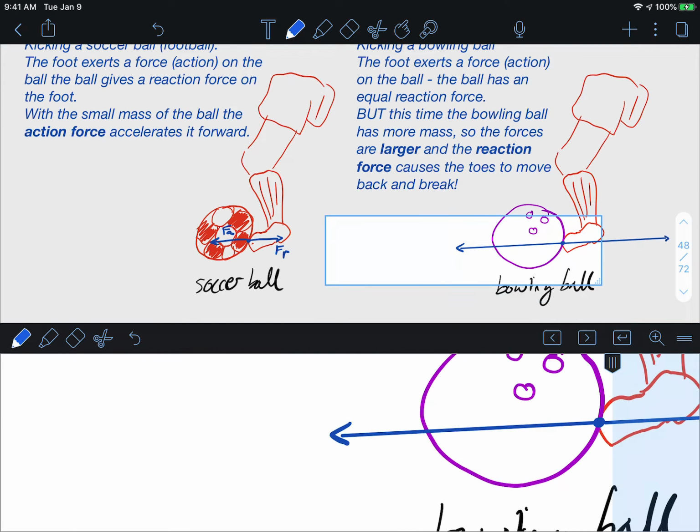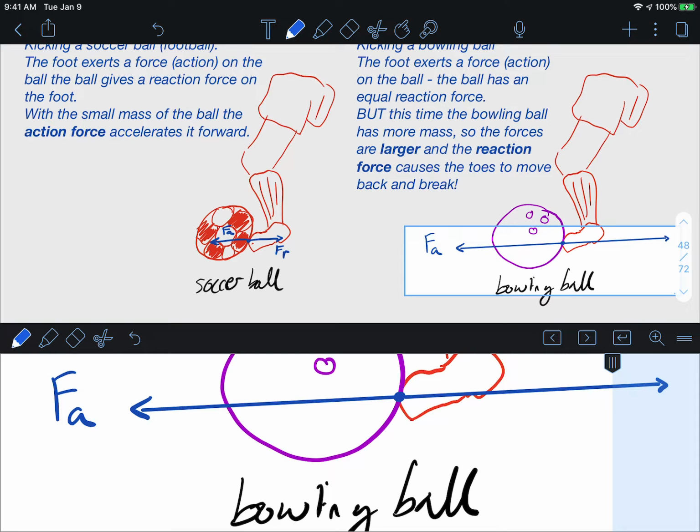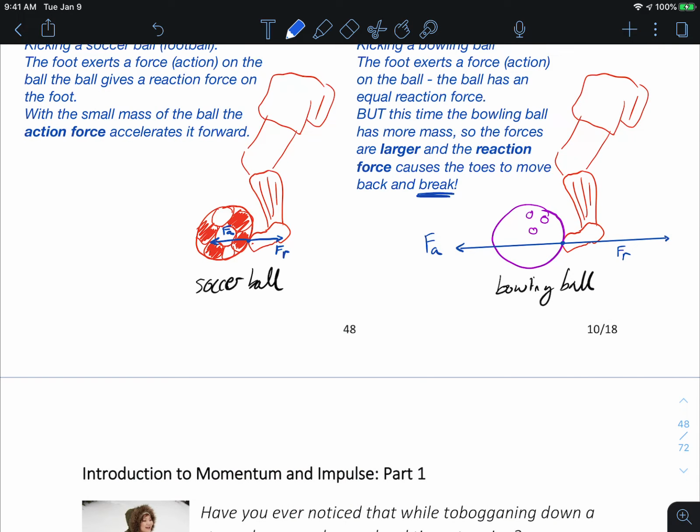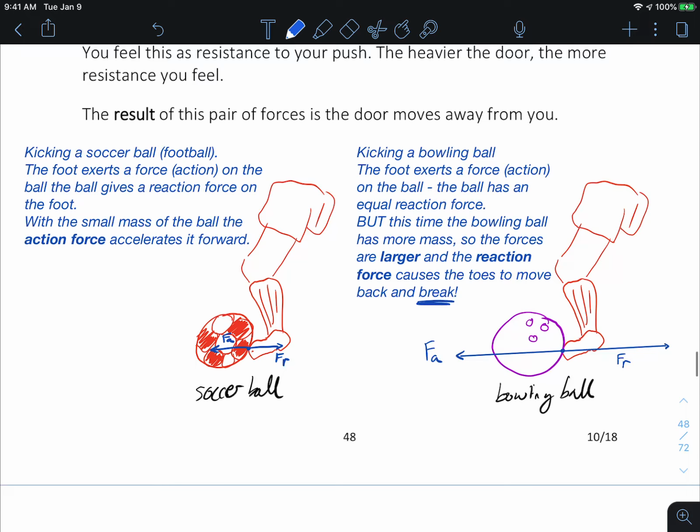Now this larger force, right? You have a force of action. You're taking a really big swing to try to get this bowling ball to move. It has a lot of mass, so it needs a lot of force exerted on it to make it move. That means that your toe is undergoing the same amount of force in response. So the reaction force is also very large. And you could break your toes under the force of that reaction. And so that's the action-reaction pair.